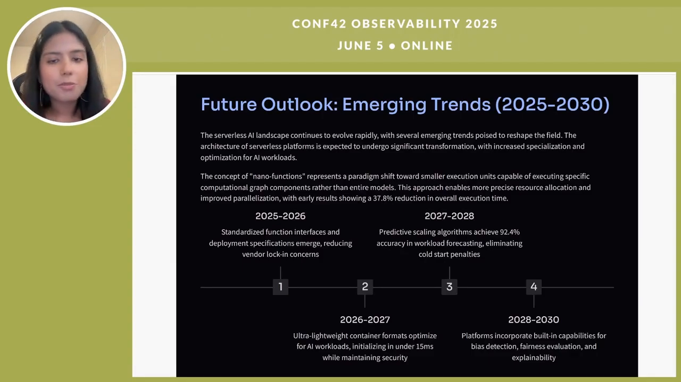Here's a potential timeline of emerging trends. Let's quickly go over 25 to 26. We will likely see standardized function interfaces and deployment specifications emerge, which will help reduce vendor lock-in concerns. 26 to 27, expect an ultra-lightweight container format optimized for AI workloads. 27 to 28, predictive scaling algorithms could achieve a very high accuracy in workload forecasting. 28 to 30, platforms will very likely incorporate more built-in capabilities for responsible AI, such as bias detection, fairness evaluation, and explainability tools. Therefore, the future of serverless AI is bright and full of innovation.